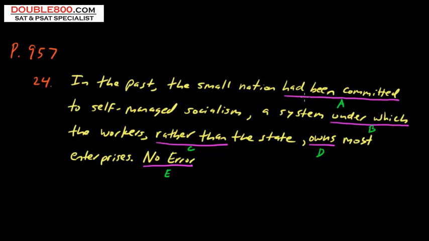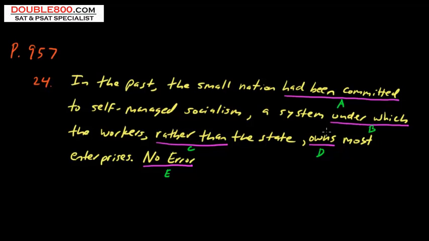So here in the first section in A, had been committed, the tense seems fine, so it's in the past. Had been is the past participle. Nothing wrong with this. We really couldn't change this to this form of socialism. A system under which, now this, anytime you see a preposition like under which, look out for the idiomatic error, but there's really nothing wrong with this. This one is correct as well. The workers rather than, so instead of the state. Again, this is not a glaring error.